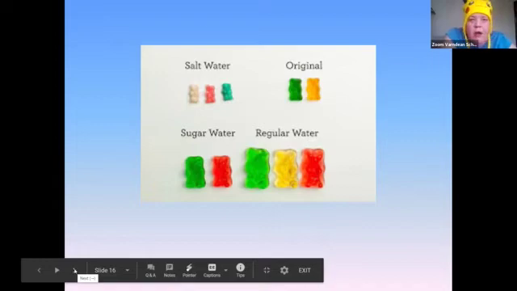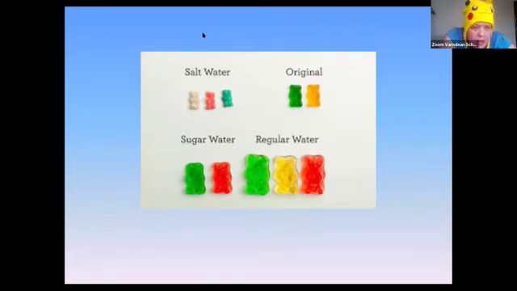I have a poll to do with this, so I'm going to put the poll up. My poll on the gummy bear picture was: which set of gummy bears have experienced osmosis into them? So, movement of water into them. Is it the salt water gummy bears, the original gummy bear, the sugar water gummy bear, or the regular water gummy bear? I'm going to give you a few minutes to answer that one.